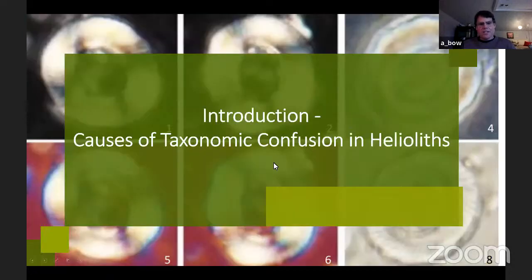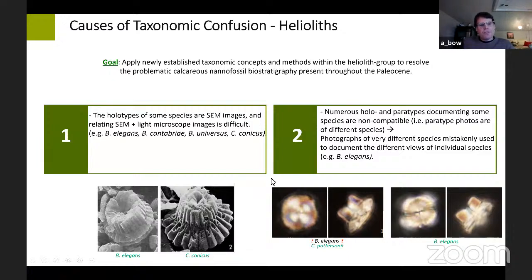So the causes of taxonomic confusion within the Helioliths. First, many of the species have holotypes that are SEM images, and it's often difficult to relate the SEM image to the light microscope image. An example of this is Heliolithus elegans, and what we're calling a new genus, Casetoconicus. Elegans obviously here has two discs and a column. Conicus has one disc and a column. So that's the separation there.